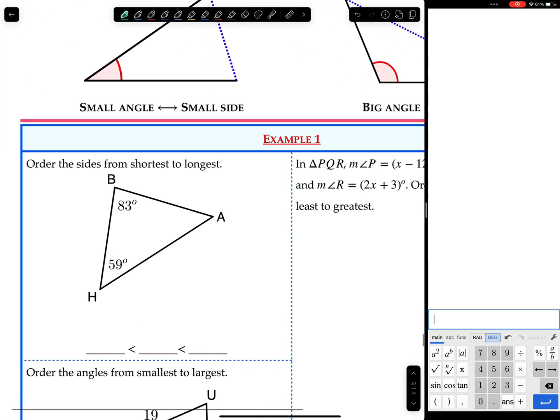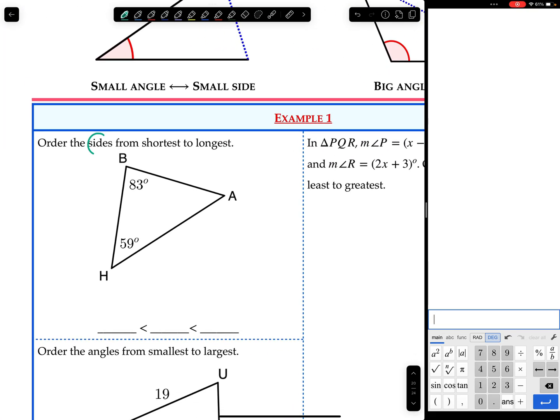So, order the sides from shortest to longest. Well, we're given angles, which is very interesting. Anyway, we're going to take 180. We're going to subtract off the 83 and the 59. That's 38 degrees. Okay. And so I'm going to highlight this angle here goes with that side.